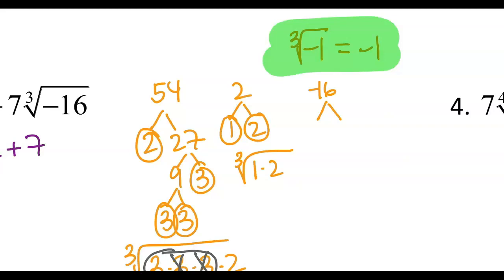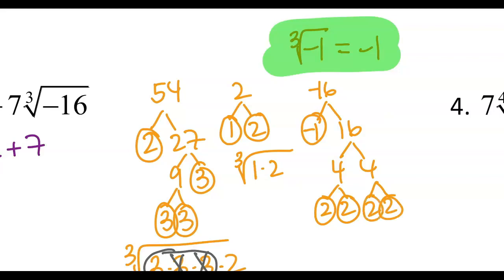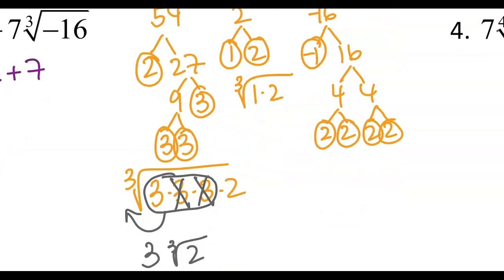So what we can do is we can rewrite this as negative 1 times 16. Negative 1 times 16 will give you negative 16, and the cube root of negative 1 will equal negative 1. So I'm going to go ahead and circle negative 1 as a prime number. 16 I can break up into prime numbers as well. 4 times 4. This 4 will split into 2 and 2. This 4 will be split into 2 and 2. So let me rewrite what I have. For the cube root of negative 16, we have the cube root of negative 1 times 4 2's.